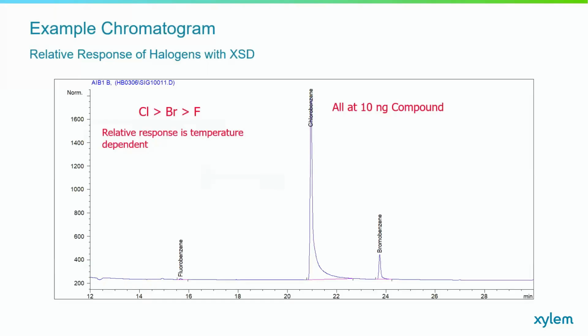And this slide is showing exactly that. So we've got three benzene halogen compounds: fluorobenzene, chlorobenzene, and bromobenzene. We can see that our chlorobenzene response is way higher than our bromobenzene, which is dramatically higher than our fluorobenzene response.